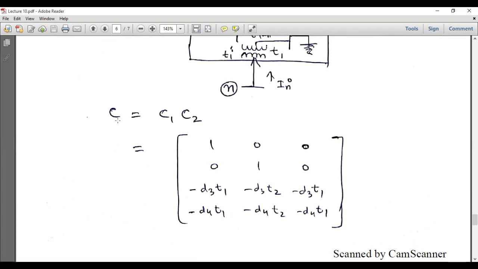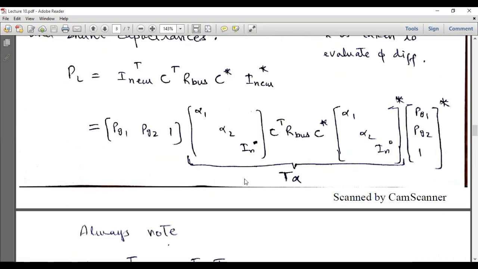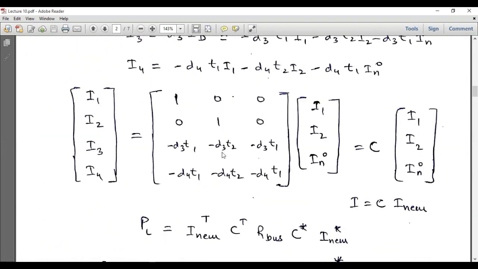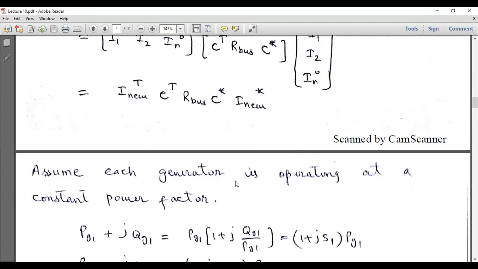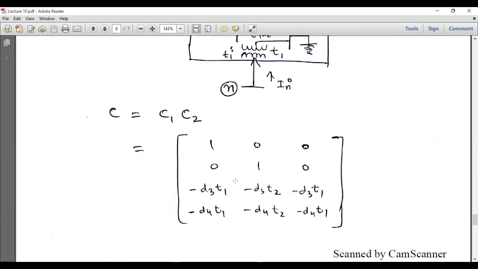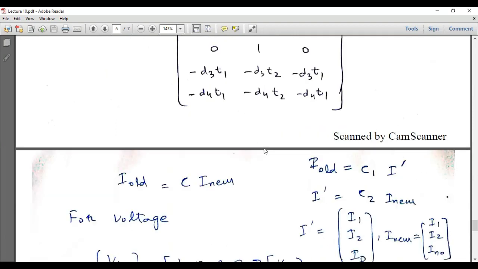We can also compare this C matrix with the one that we obtained in our previous lecture, right? In our previous lecture, we obtained this C matrix directly, and you can see this is our I old, this is our I new, and I old is equal to C times I new. This is a 4 by 3 matrix, and the same matrix has been obtained by using this two-step process. So multiplying these C1 and C2 matrices, we get this C matrix.